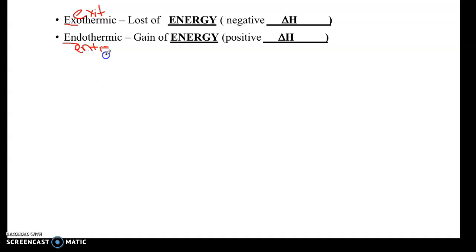I'm trying so hard with this. Oh, that's something. All right.